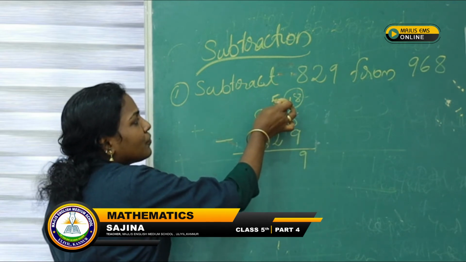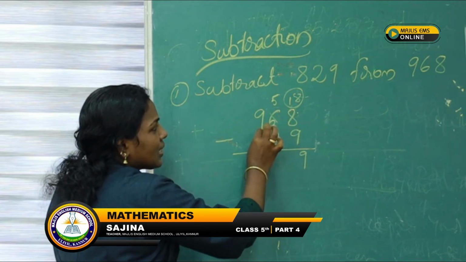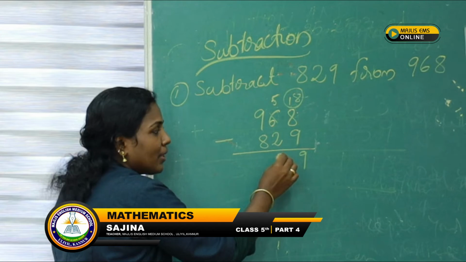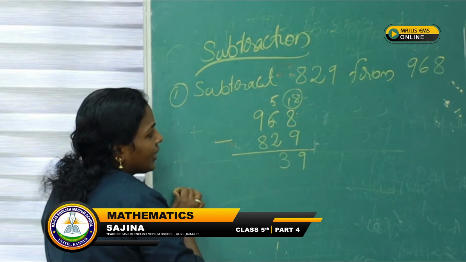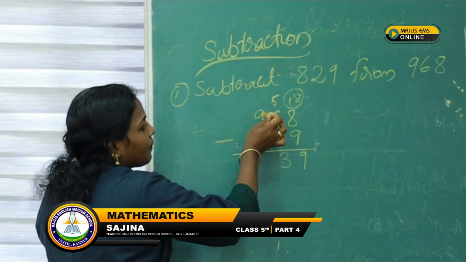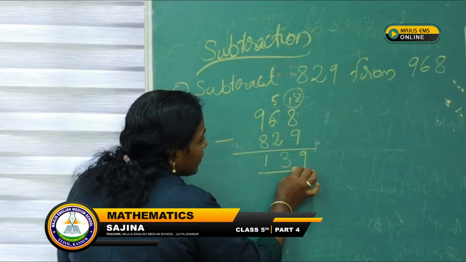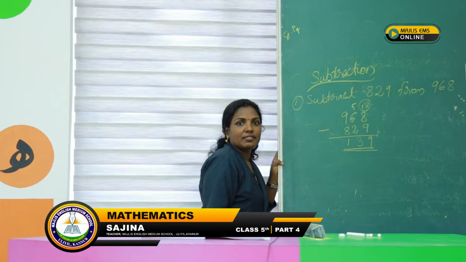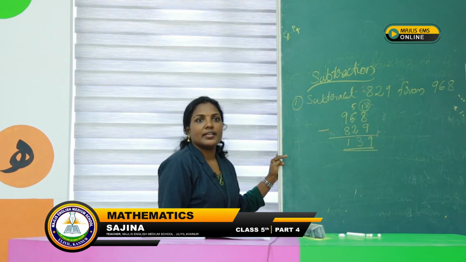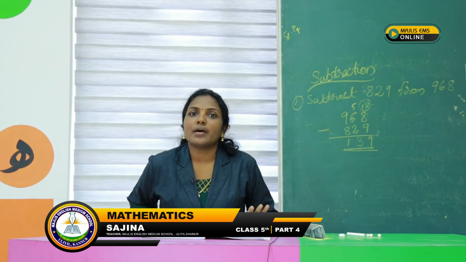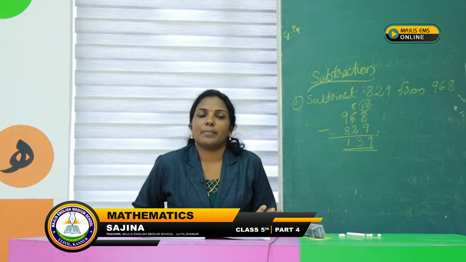Then 5. 5 minus 2 is equal to 3. This is 9 minus 8 is equal to 1. Therefore, our answer is 139.